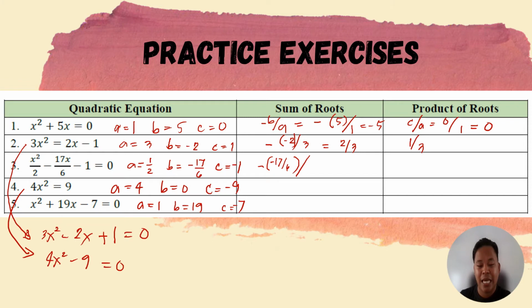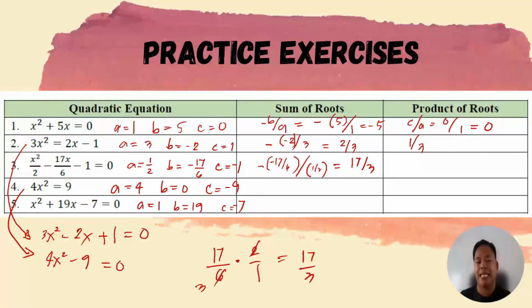For number 3, we have negative times negative 17 over 6 divided by a, 1 half. Then we have negative times negative 17 over 6 times 1 half. So yung 1 half po ay magiging 2 na lang since we're going to reciprocate it po. So we have 17 over 6 times 2 over 1. Then we have 3. 17 over 3 po as the sum.